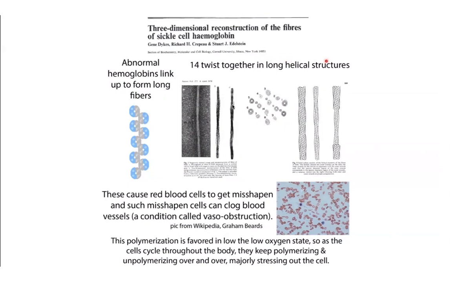These can then twist together in long helical structures that cause red blood cells to get misshapen and clog blood vessels. This polymerization is favored in the low oxygen state. It's easier for those interactions to be made in the low oxygen state. Remember, that's our T state. So as the cells cycle throughout the body, they keep polymerizing and depolymerizing over and over again, majorly stressing out the cells. So this is what happens with sickle cell anemia.